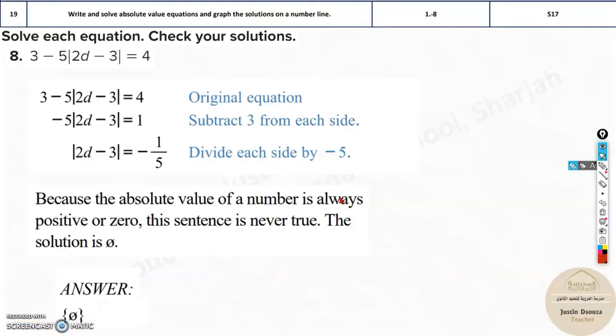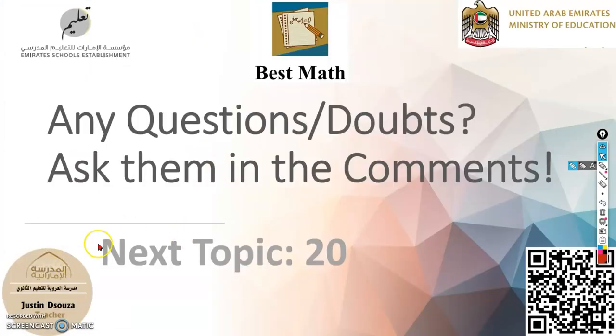So this is the last one. Now over here again you got an absolute value, see, 2d minus 3 is equal to negative 1 by 5, which is an error. Why? Because you cannot have a negative equal to it, because over here, doesn't matter what the final answer will be, it equals positive only. So this is the thing. So that's the end of topic 19.